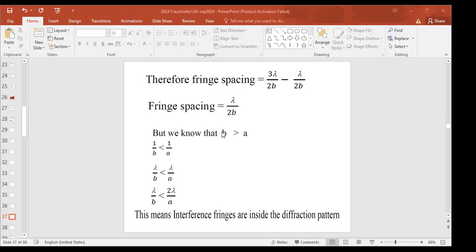So you can put here 5 and 3. 1 over 5 is greater than 1, less than 1 over 3, right? You put some values and see. Then you can write this relationship. And then you can multiply both sides by just a number, lambda, right? So if lambda over a is greater than lambda over b, definitely 2 lambda over a is greater than lambda over b.